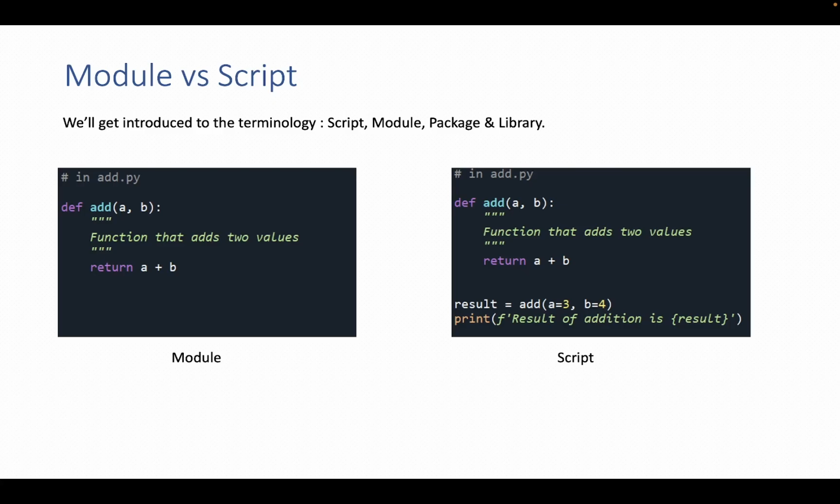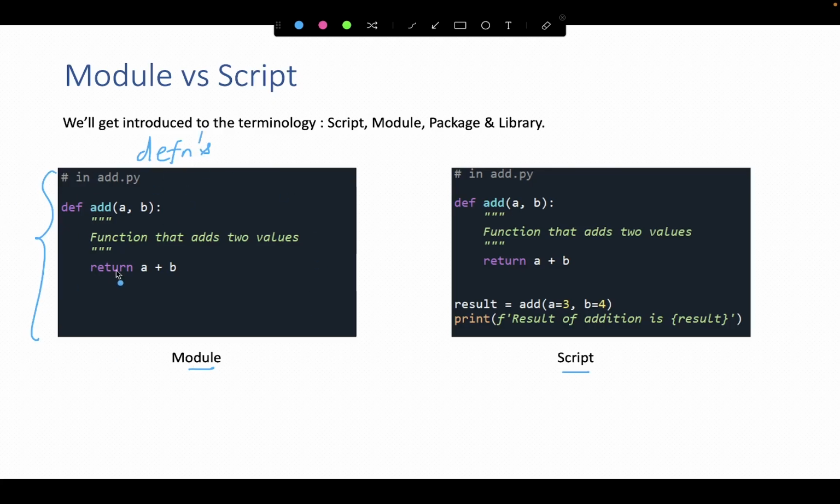So first, I am trying to differentiate between a module and a script here. The left-hand side program would indicate a module. The right-hand side one indicates a script here. All the definitions, like function definitions or classes that you can define, or any of the methods pertinent to those classes, can be defined as part of the module, right? All of the definitions can be defined within a module.